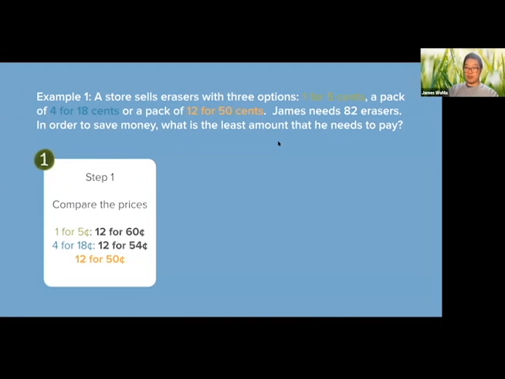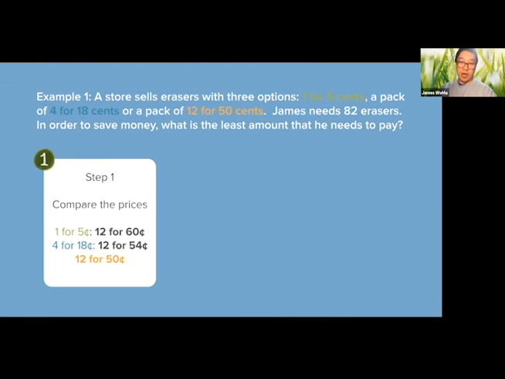I'm also curious. Let's hear from one more person. Kaden, did you maybe do a similar thing? Yeah, I divided 82 by 12 and for an integer I got 6. So 6 times 12 would be 72 and I have 10 left, so that's 2 4-packs and 2 5-cent erasers. So that's 10 plus 36 plus 300 cents. Okay, cool. So yeah, let's go over it.